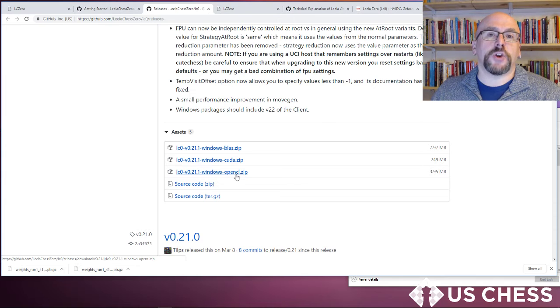The OpenCL version, when I run it on my GPU, will roll out maybe 1,500 to 1,700 game continuations per second. The unconfigured out-of-the-box CUDA version will run about 5,500 to 6,000 game continuations.